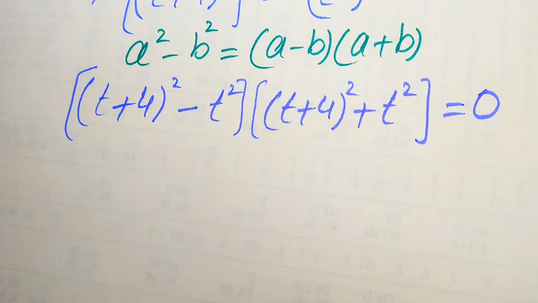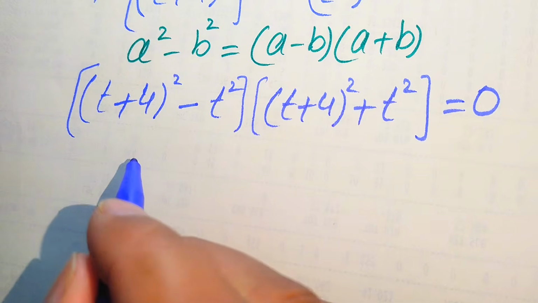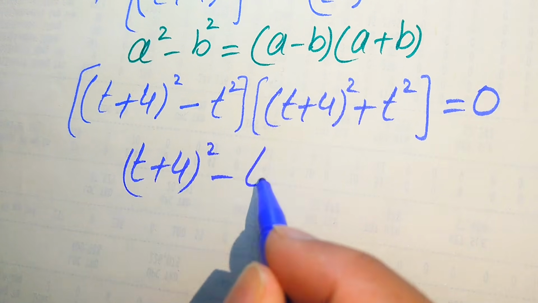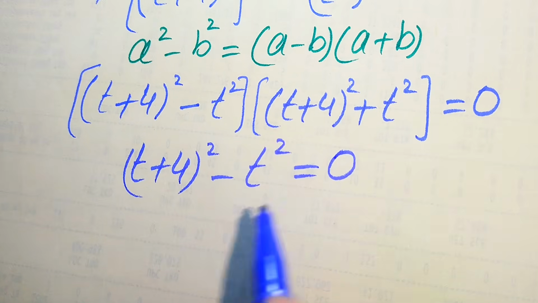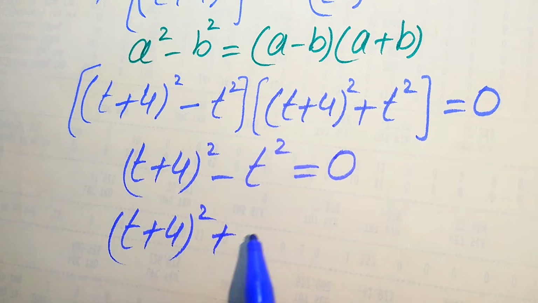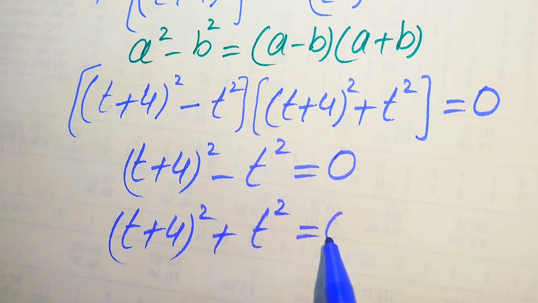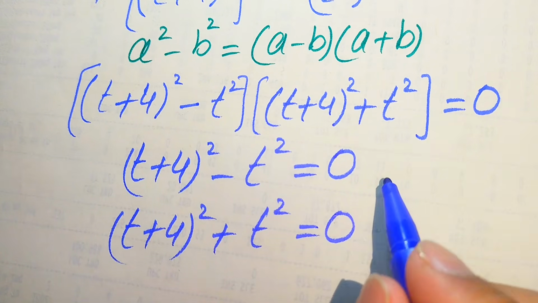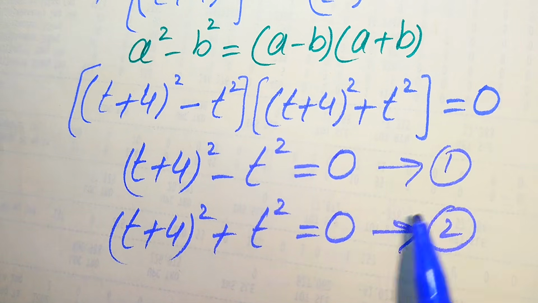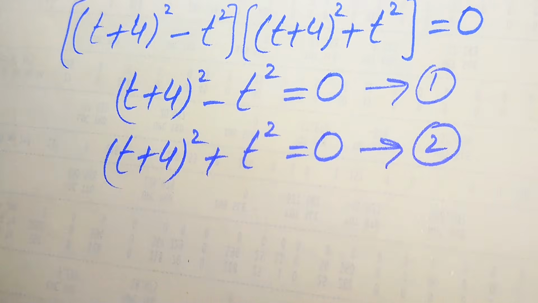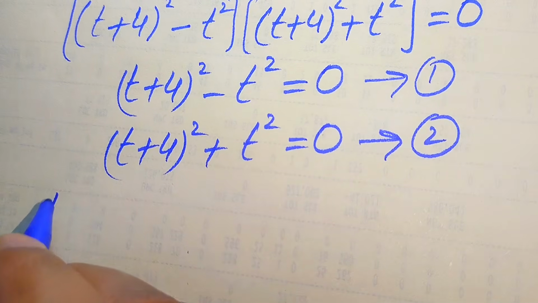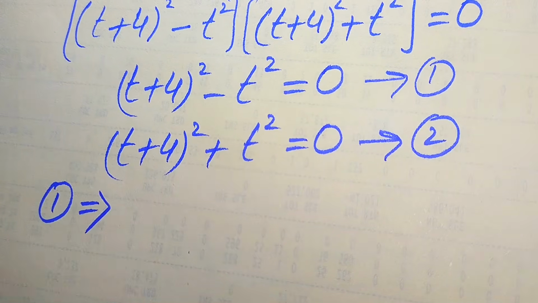And now further in the next step we divide this equation into two cases. The first case is (t + 4)^2 - t^2 = 0, and the second case is (t + 4)^2 + t^2 = 0. So here you see that this is our equation number 1 and this is our equation number 2. Here we need to solve both of these equations to get all the four roots of this equation. Now, first we focus on equation number 1.